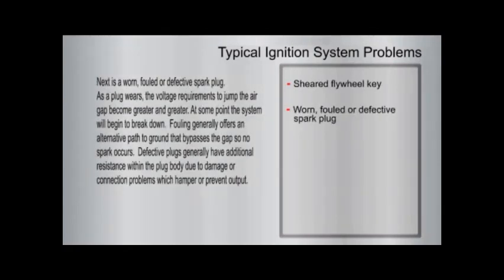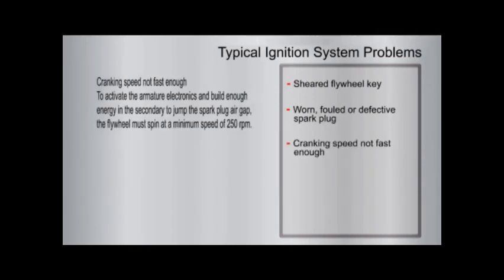Next is a worn, fouled, or defective spark plug. As a plug wears, the voltage requirements to jump the air gap become greater and greater. At some point, the system will begin to break down. Fouling generally offers an alternative path to ground that bypasses the gap so no spark occurs. Defective plugs generally have additional resistance within the plug body due to damage or connection problems, which hamper or prevent output. Cranking speed that is not fast enough can also be a problem.